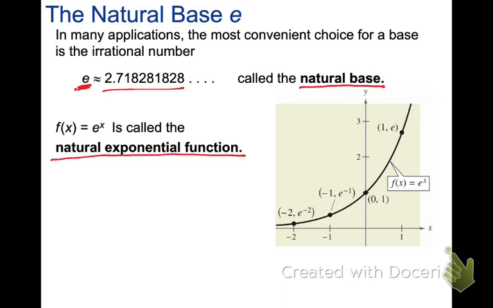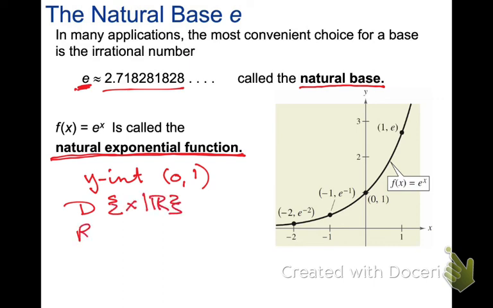How we remember that is natural things come from the earth. Earth starts with what letter? E. Is anything going to be different about this? Nope. The y-intercept is still 0, 1. The domain is all reals. The range is greater than 0. It's increasing.